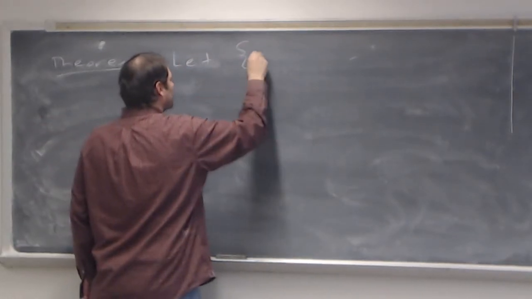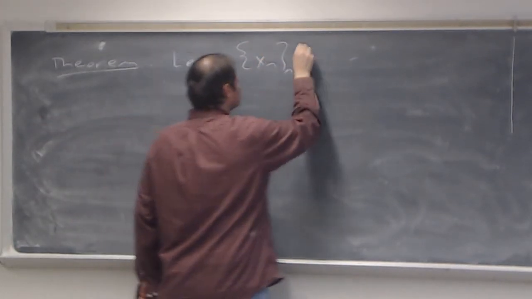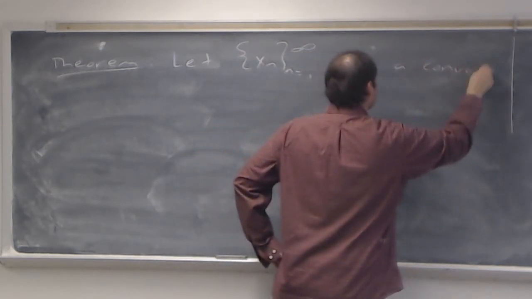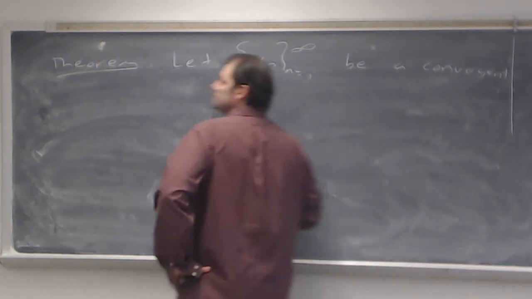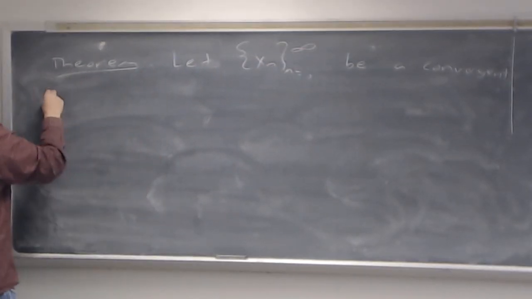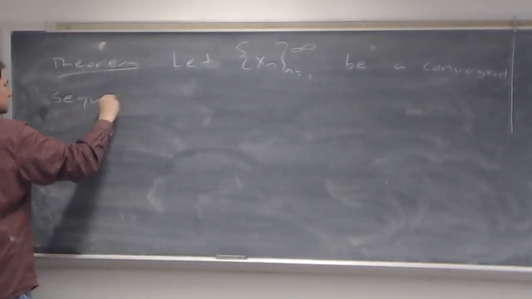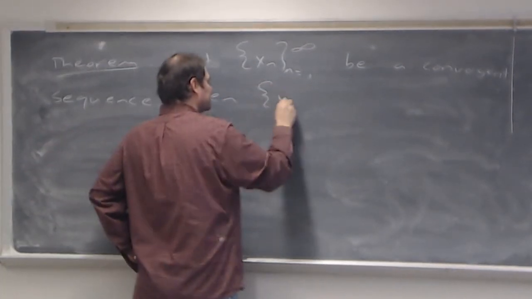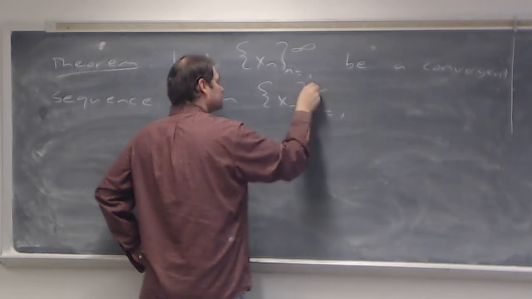Let x of n be a convergent sequence. Then x of n is Cauchy.